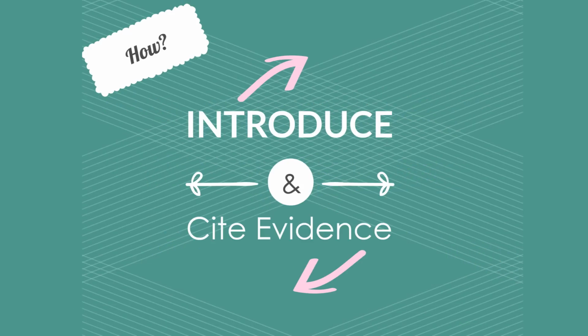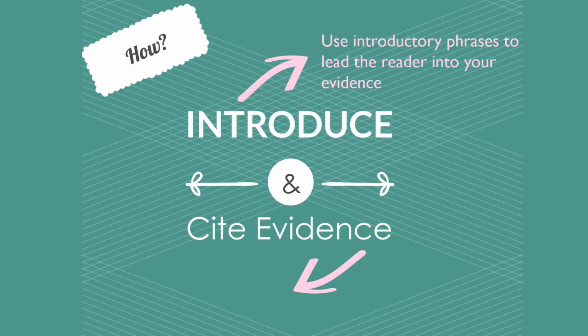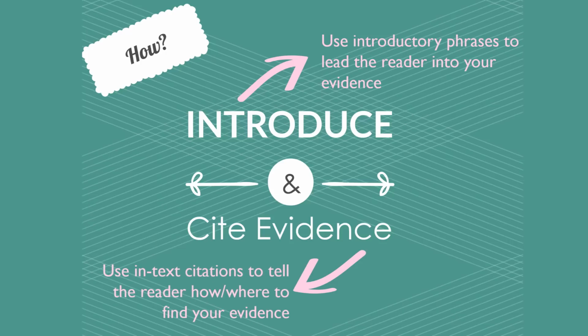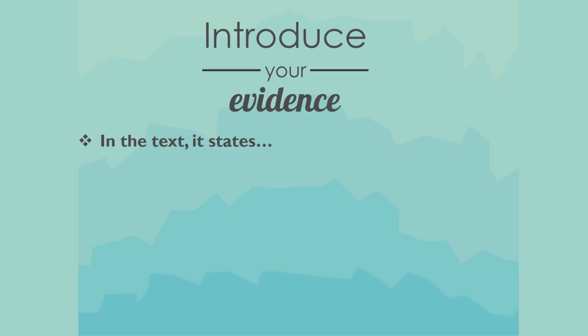So how do we do this? So we introduce and we cite our evidence in order to skillfully blend it. When I say introduce, I mean using those introductory phrases, using those sentence starters to lead the reader into your evidence. And when I say citing evidence, I mean using those in-text citations to tell the reader how and where to find your evidence. And we're going to go into each one of these in a little more detail here, but that's just the general idea of what I'm looking for when I'm asking you to skillfully blend your evidence in your writing.